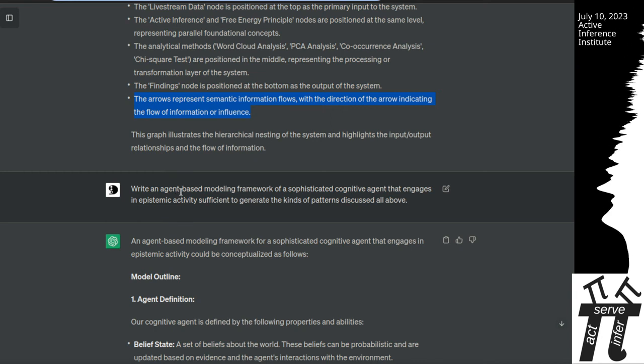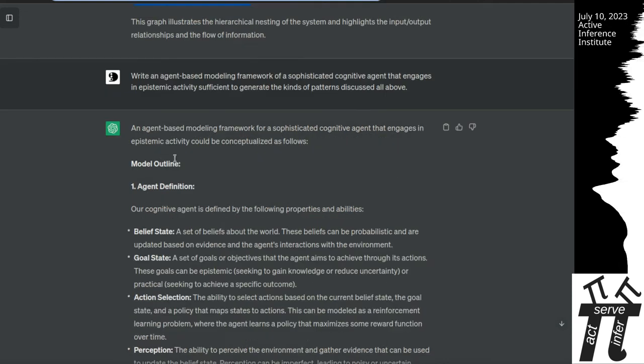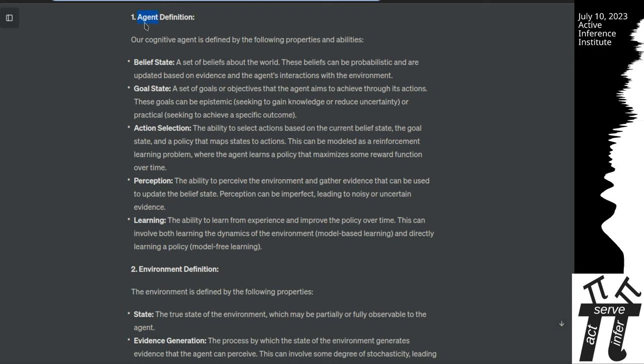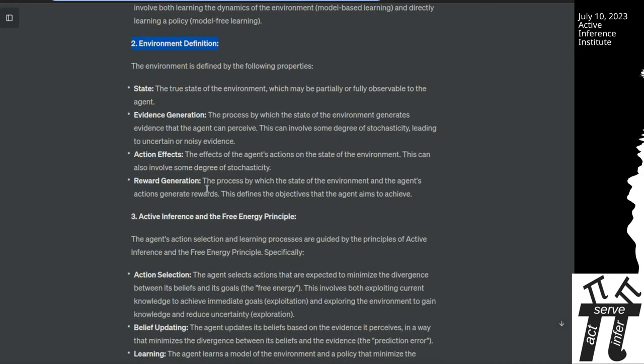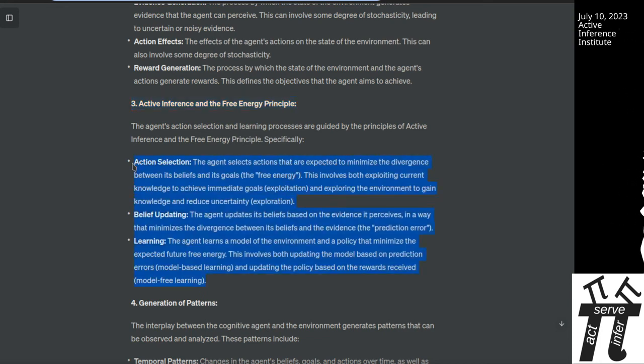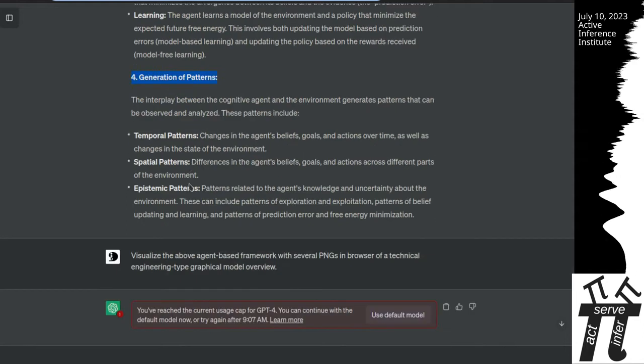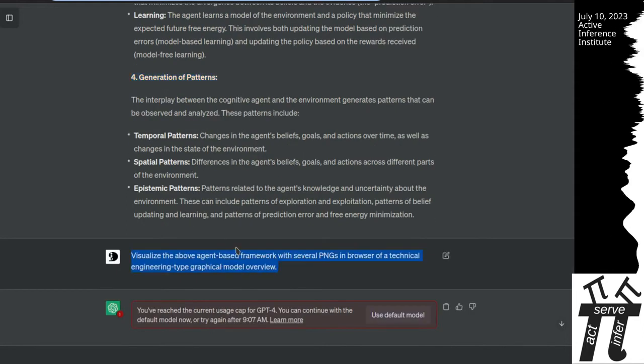So I asked, write an agent-based modeling framework of a sophisticated cognitive agent that engages in an epistemic activity sufficient to generate the kinds of patterns discussed above. And qualitatively, an agent-based modeling framework was provided: agent definition, environment definition, active inference and the free energy principle, a good, coarse-grained communication of the active inference ontology, generation of patterns. And of course, I went next to the visualizations and have so many more directions that are probably really fruitful for you and I to explore.